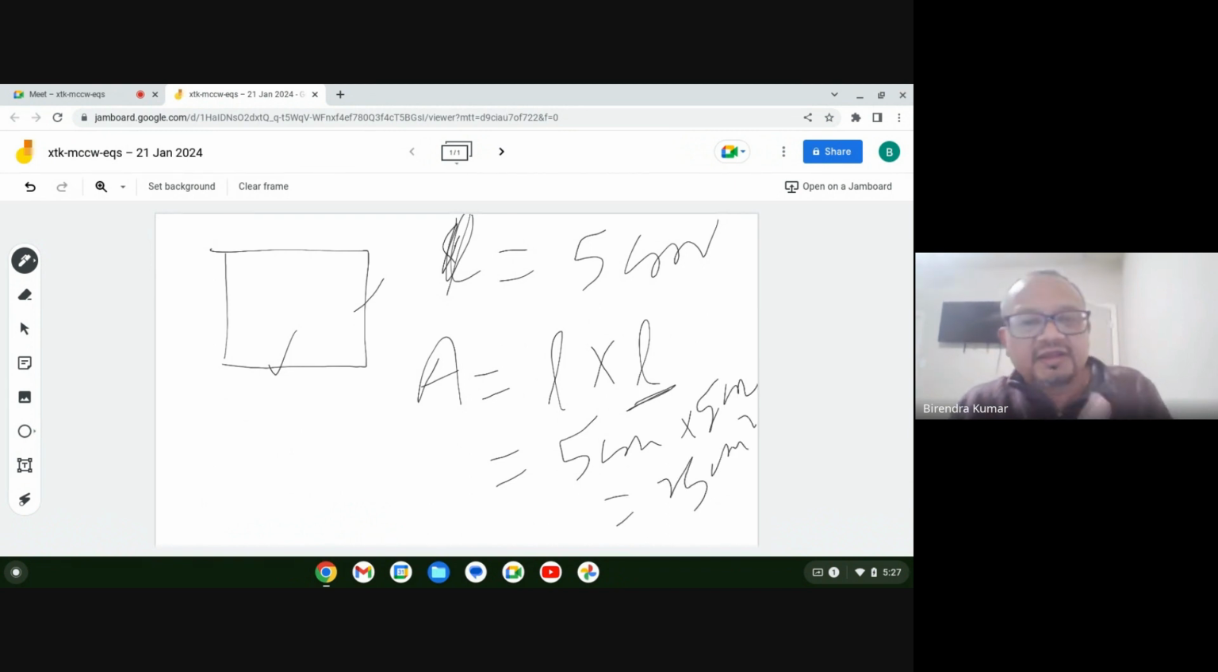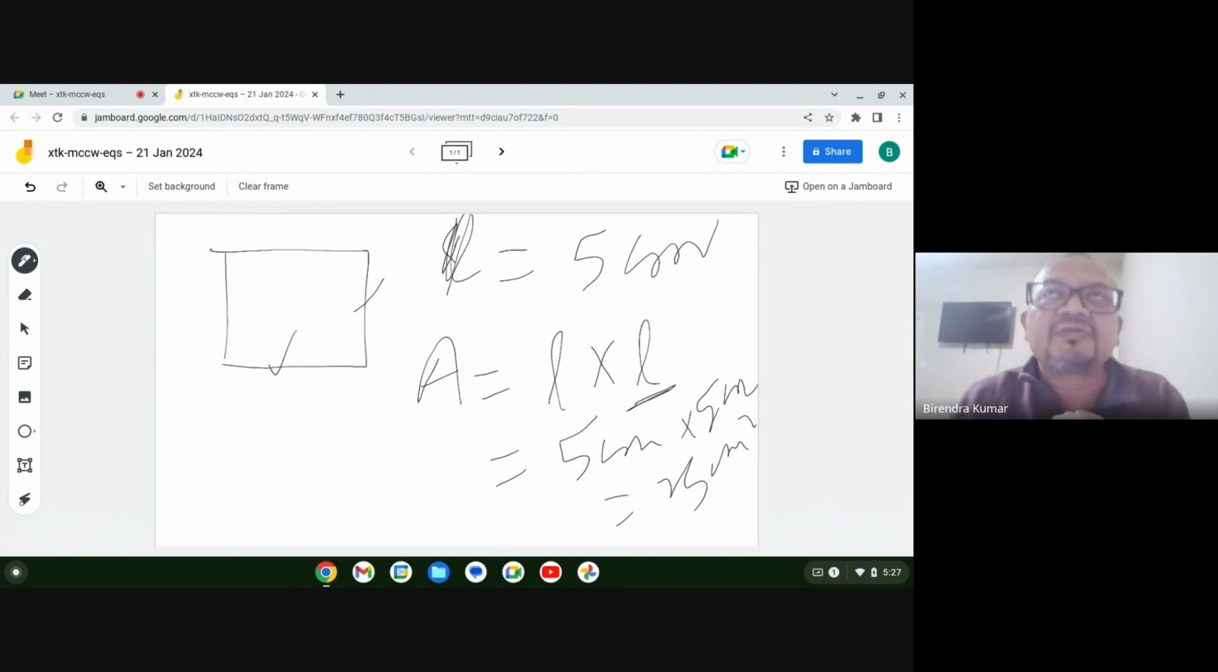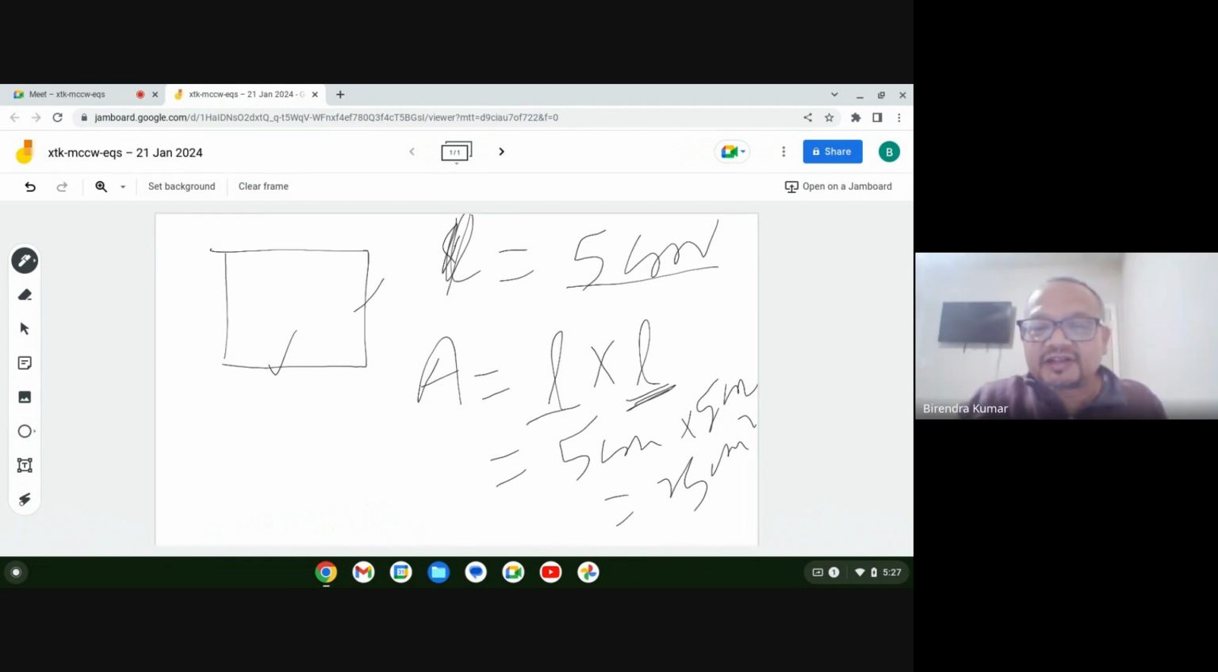What I'm trying to say here is, when you are given a question that find out the area of a square when the side is 5 centimeter, the first thing that should strike you is yes, this is a square. That means all the sides are same. I don't need to know two sides, length and width. Just knowing one is enough. And I'll multiply the same side with the same side. This is my area.